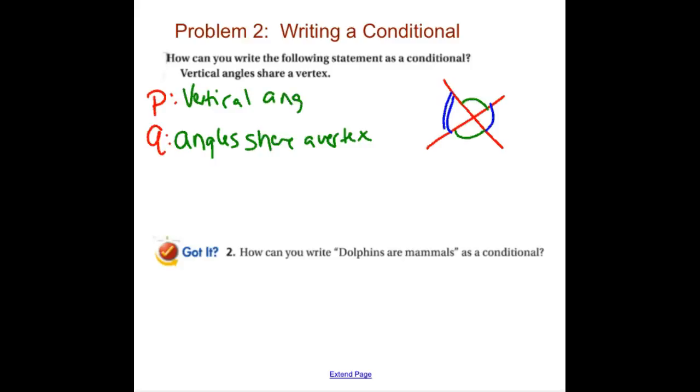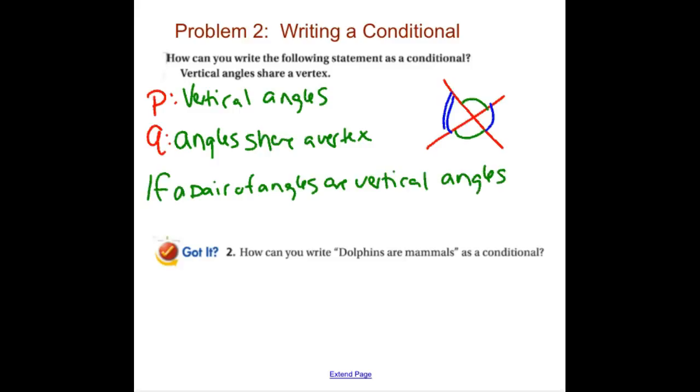So once you have that identified, you're ready to actually write it. You start with if, and then you could say vertical angles are really a pair. So if a pair of angles are vertical angles, and that's your hypothesis. After your hypothesis, then you get to your then. You could say, comma, then they share, and actually let's be more specific. Let's say the angles again. Then the angles share a vertex.